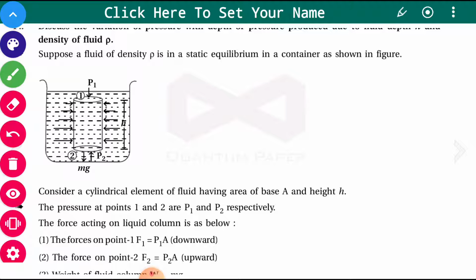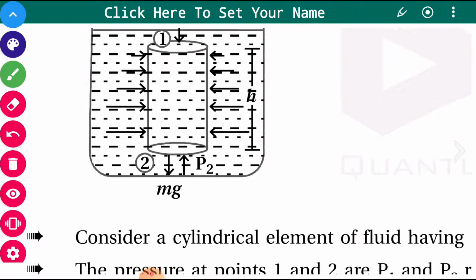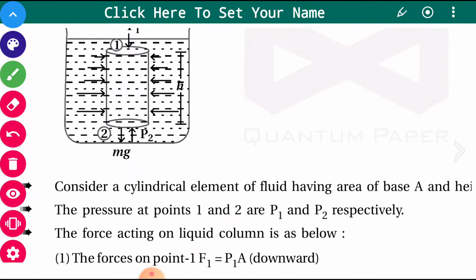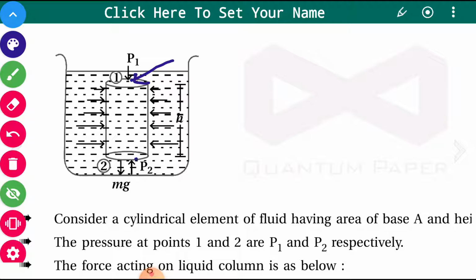We consider a cylindrical element of the fluid. Now this is the fluid as such, but the element which we have considered is of cylindrical shape. Now see, we have the pressure at this surface as P1 and the pressure on this surface as P2 respectively.